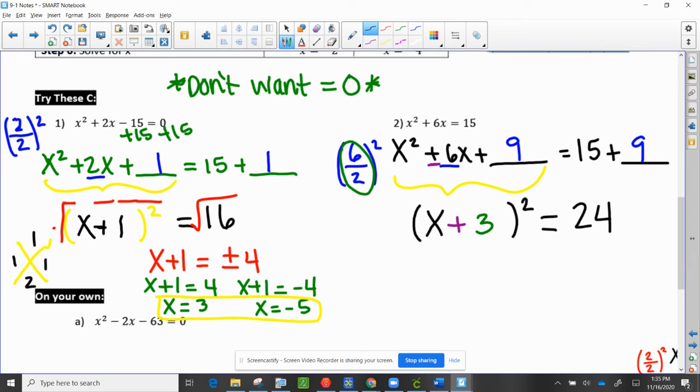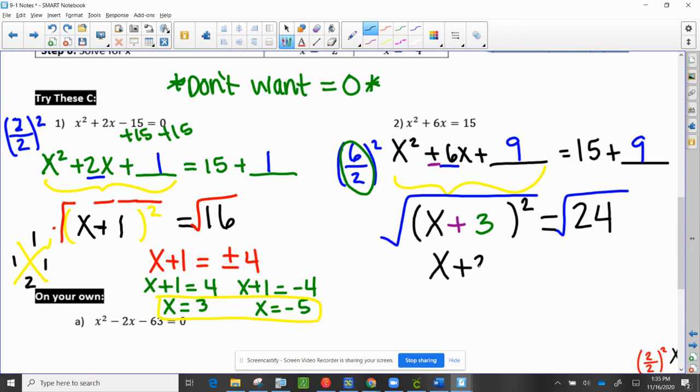All right, so now we are ready. We can square root both sides, but I can already tell this isn't going to work out too nice because 24 is not a perfect square. That's okay. Let me show you what happens if it's not a perfect square. We're going to get x plus 3, the squared canceled with the square root. And we have the square root of 24, which technically we could reduce.